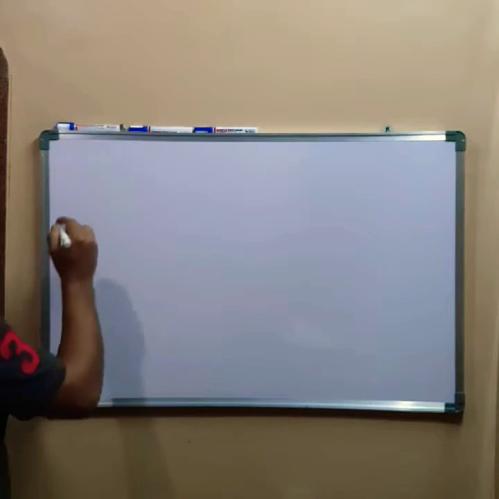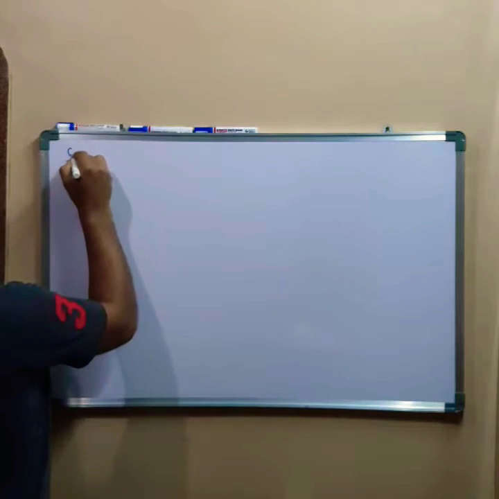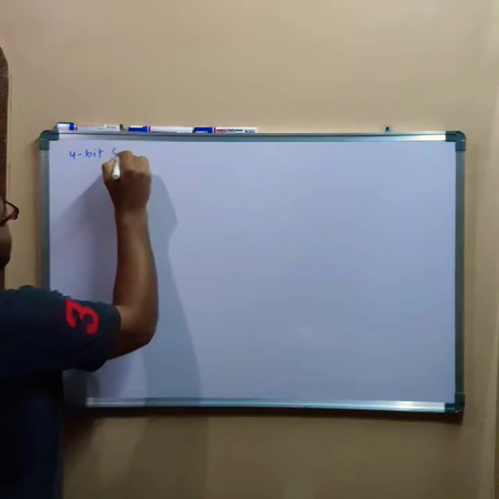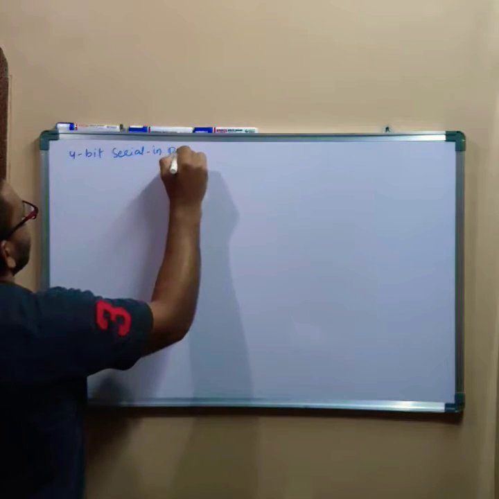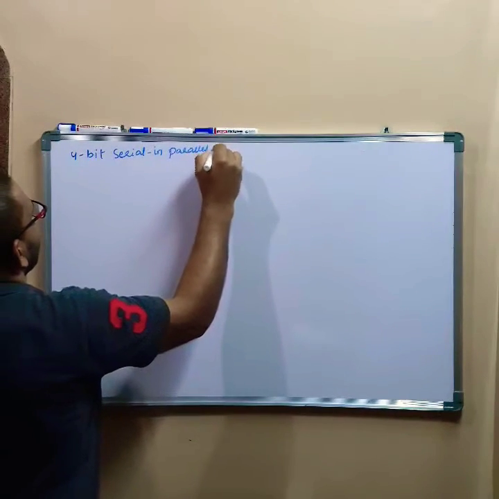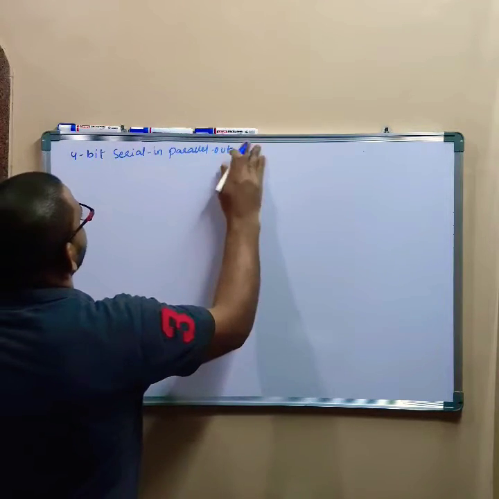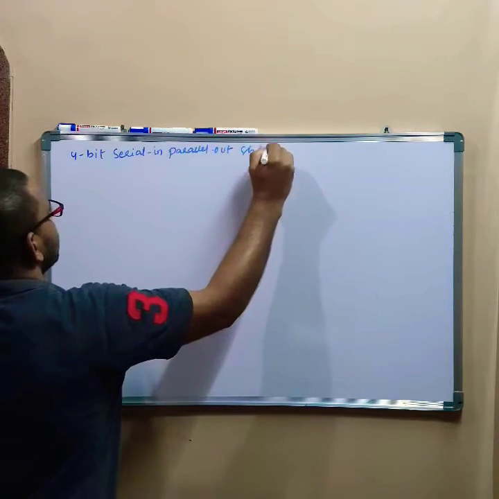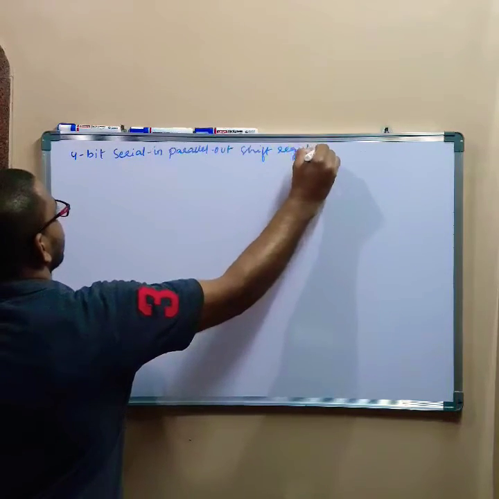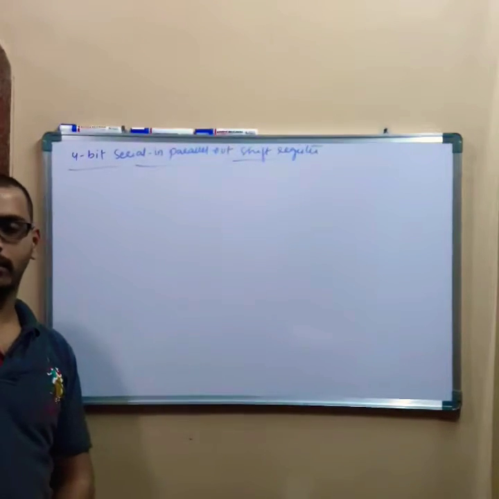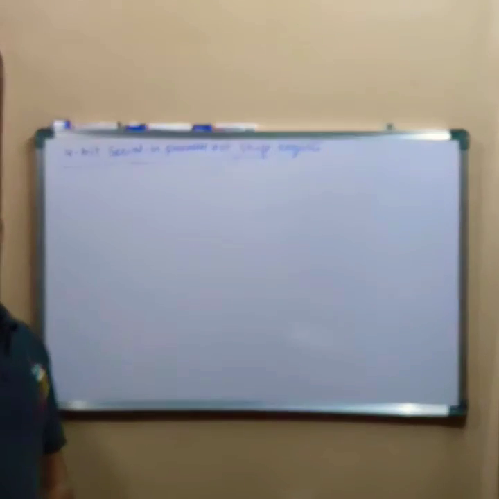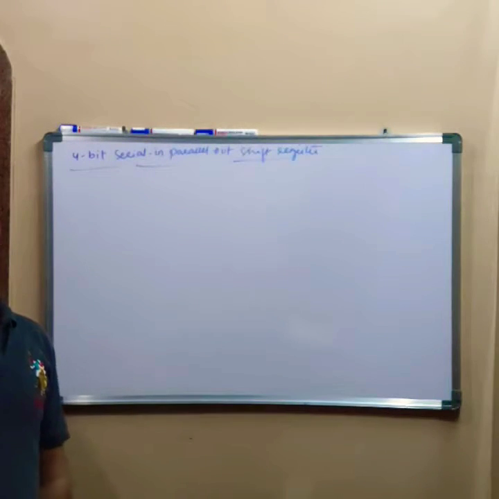Next one is the 4-bit serial in, parallel out shift register. So in this register we are entering the data into the register serially, that is one after the another, bit by bit, and we are taking the output in the parallel form, all the bits at a time, right?